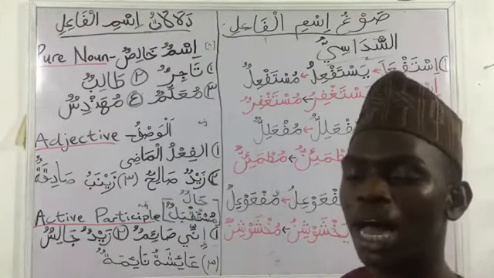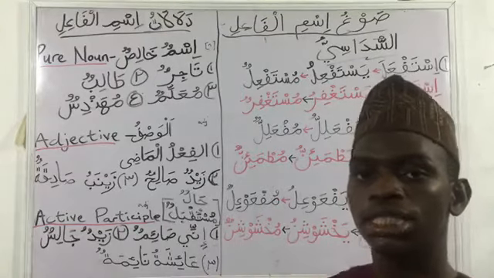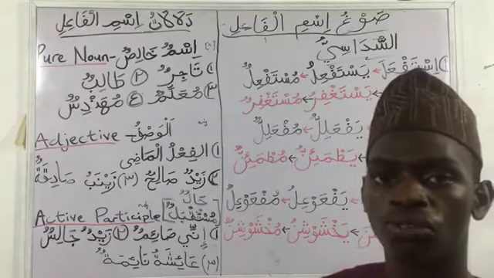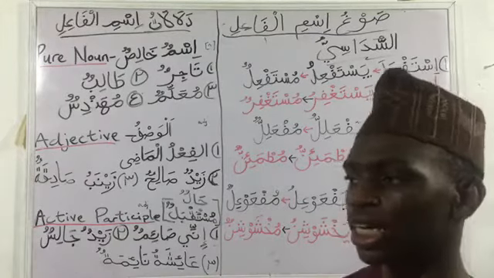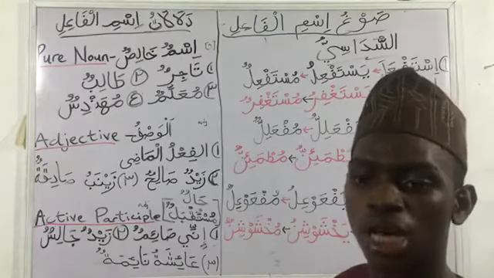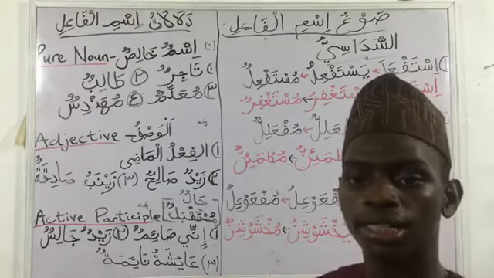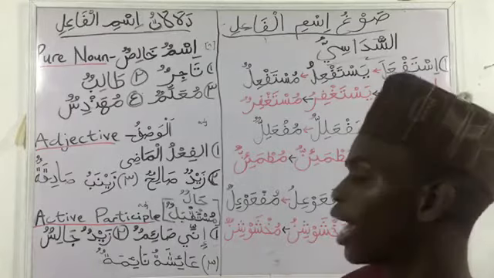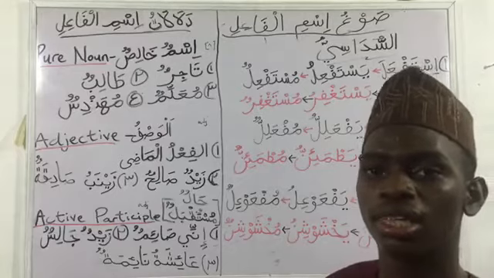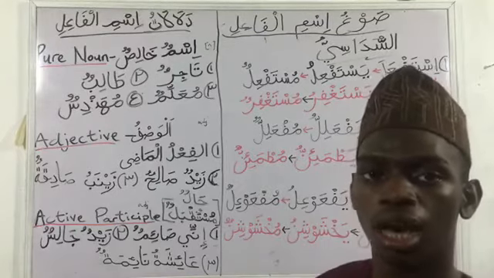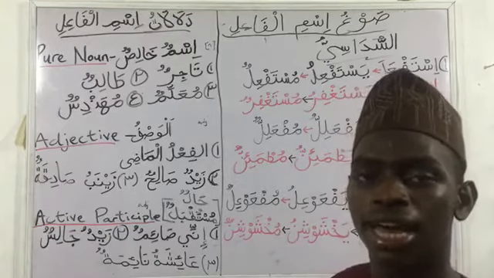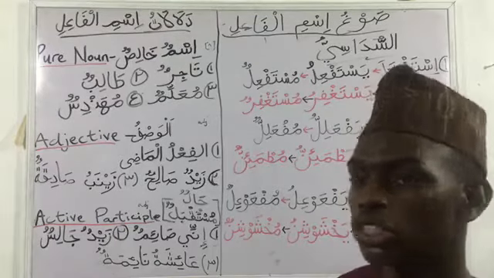When it's working as a pure noun, you will see an N in square brackets in front of the word in the dictionary. While in cases where it actually acts as an adjective, as a wasfu, you will see in square brackets the word adj, short for adjective. So we can use that to guide ourselves in knowing the situations in which Ismul Faa'il may act as a noun or as an adjective, and how it acts in those positions.